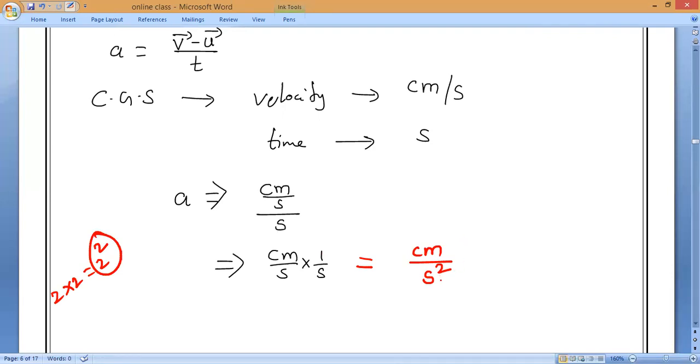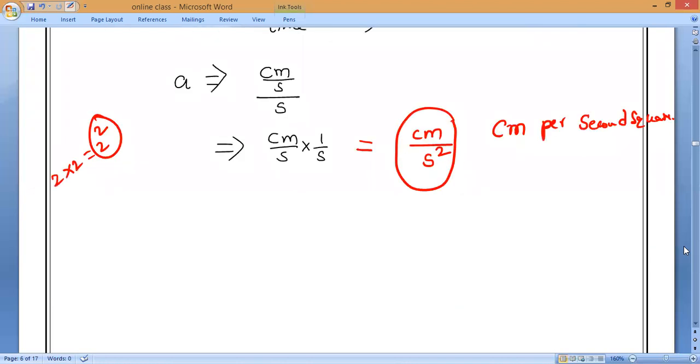Second into second, what can we write? Second square. Okay, how do we read this one? Can anybody read it? Centimeter per second square. So centimeter per second square, we used to call it that. That is the CGS unit of acceleration.